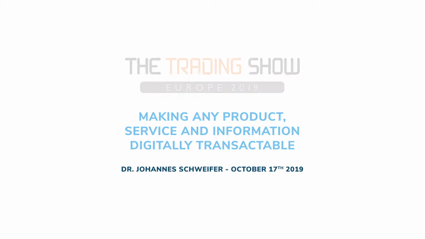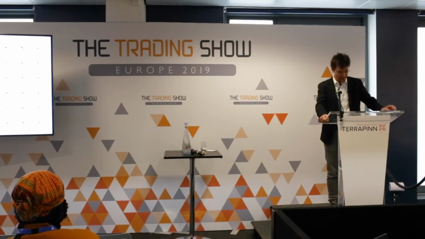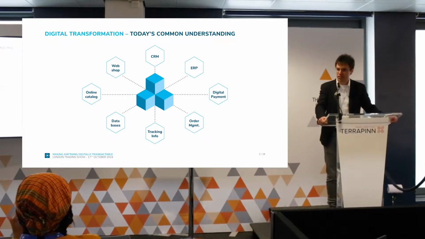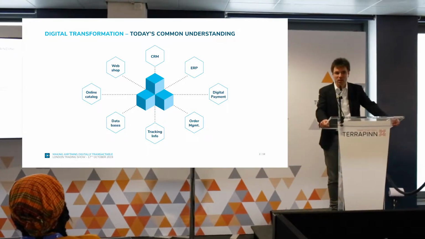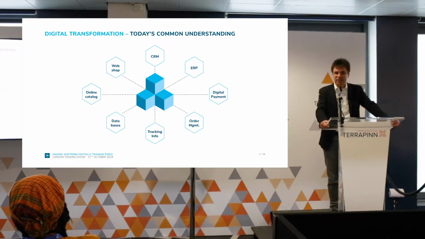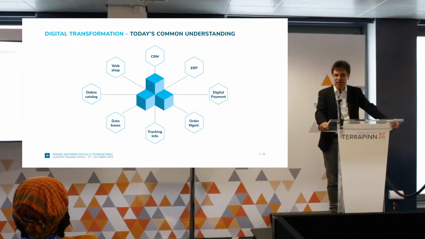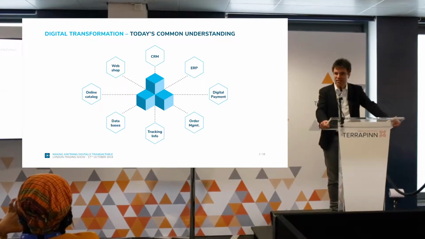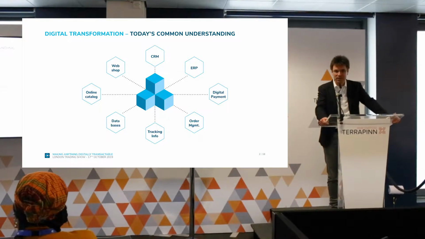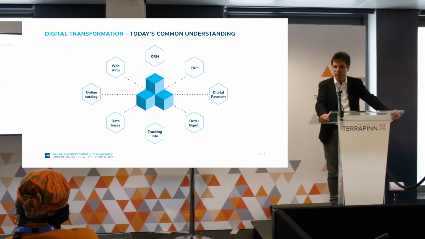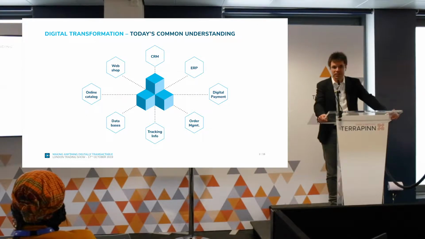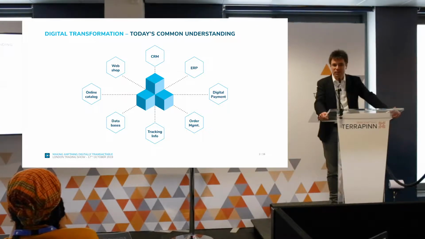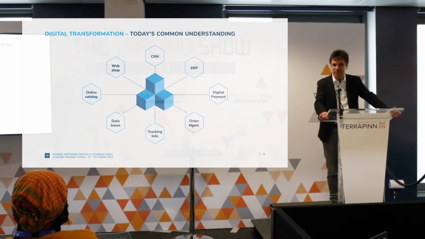How to tokenize things and make them digitally transactable. We are talking basically about digital transformation. That has been a very common term in the last years. What digital transformation is, or how it has been understood, differs a little bit from the year 2019's understanding of digital transformation. Why? Because originally it was about having a web shop, having databases, just having, let's call it, ordinary digital infrastructure for traditional trading.